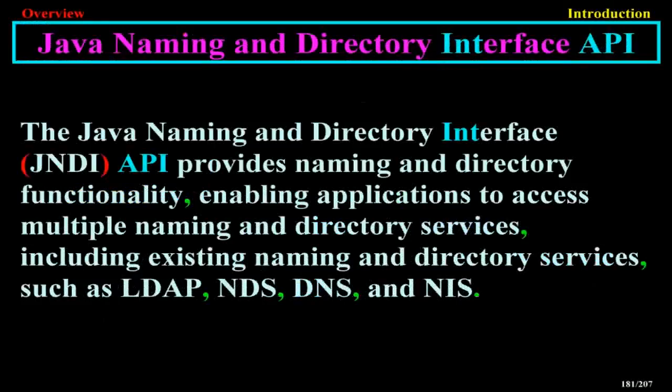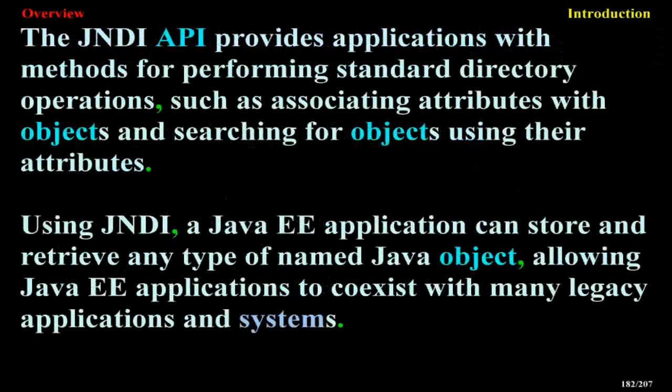Java Naming and Directory Interface API. The Java Naming and Directory Interface (JNDI) API provides naming and directory functionality, enabling applications to access multiple naming and directory services, including existing naming and directory services, such as LDAP, NDS, DNS, and NIS. The JNDI API provides applications with methods for performing standard directory operations, such as associating attributes with objects and searching for objects using their attributes.